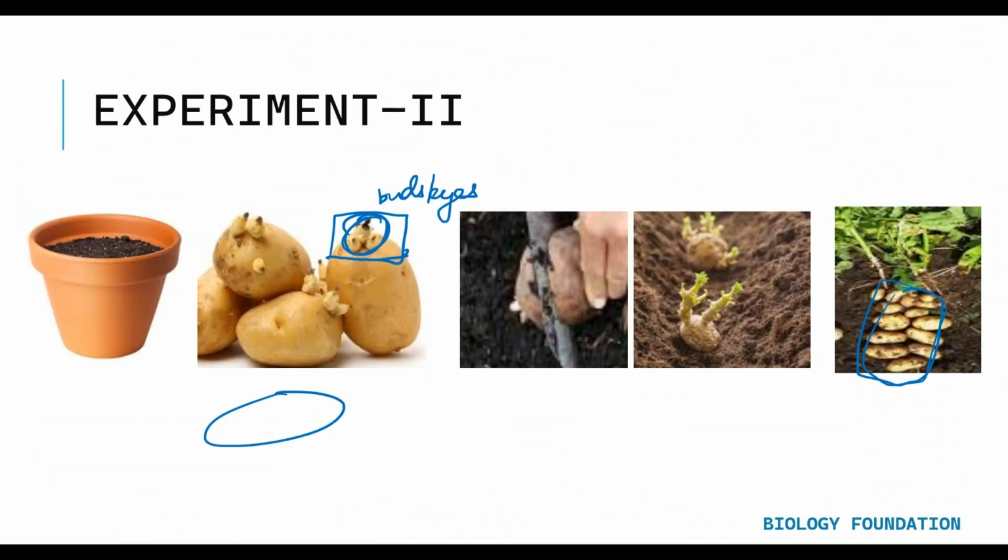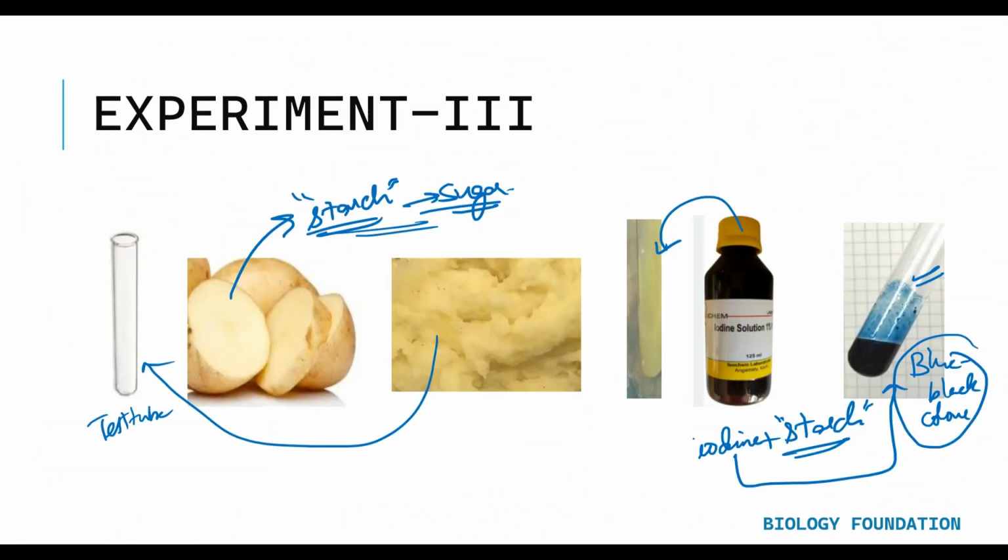A simple experiment can be done to show how from the axillary bud a new plant can be developed. And these potatoes, the tubers, are rich in starch. To prove that, we have seen how upon addition of iodine to starch, blue black color is seen.